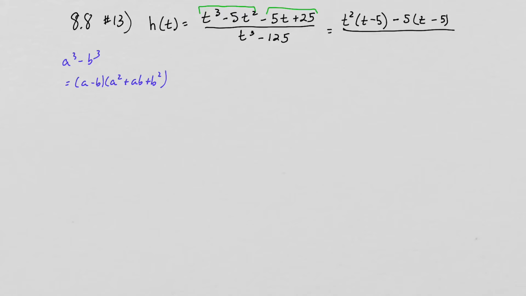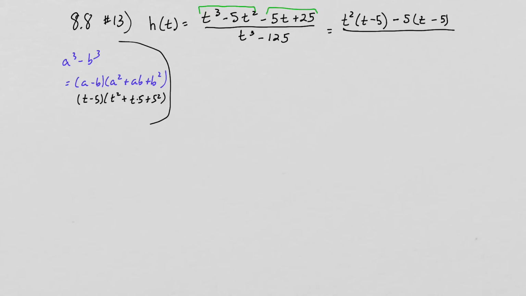So in this denominator, the t would be the a. So here you have t cubed, and in the formula there's an a cubed. So the t is the a, and here we have 125, which is 5 cubed. So b is the 5. So right now we have t cubed minus 125, and we're going to rewrite it like this, filling in t for each a and 5 for each b. So we'll have t minus 5, t squared where the a was squared, t times 5 for a times b, and 5 squared for b squared.